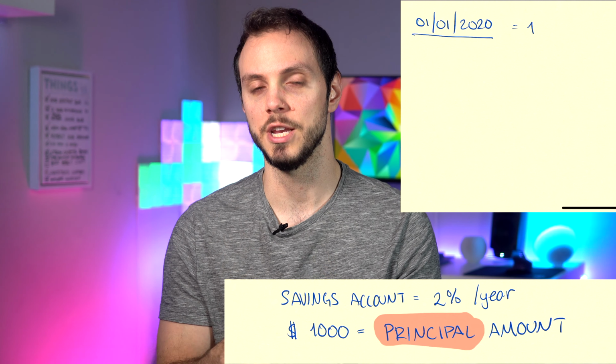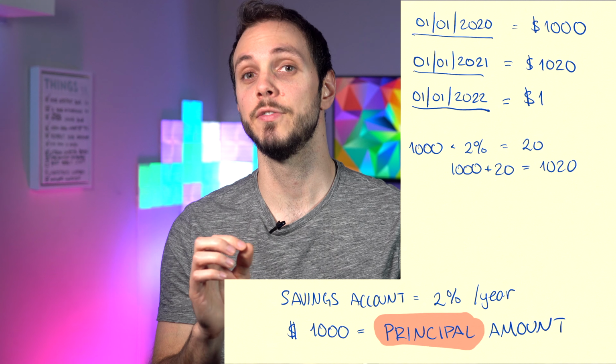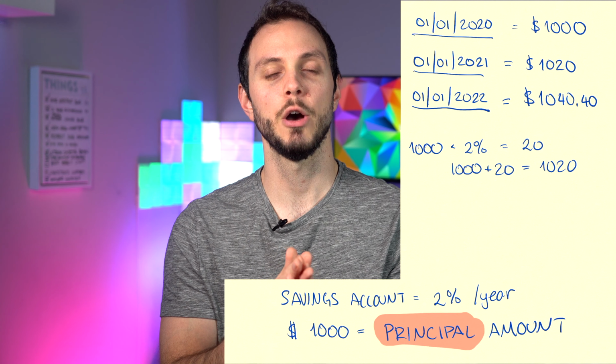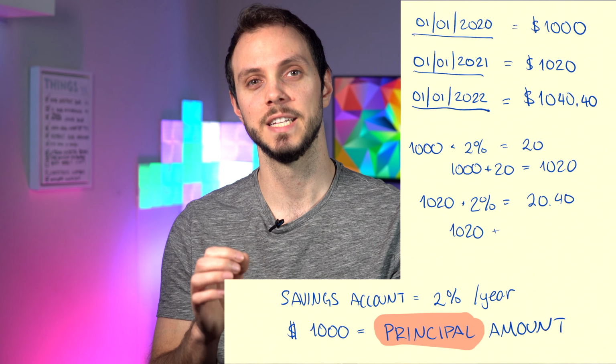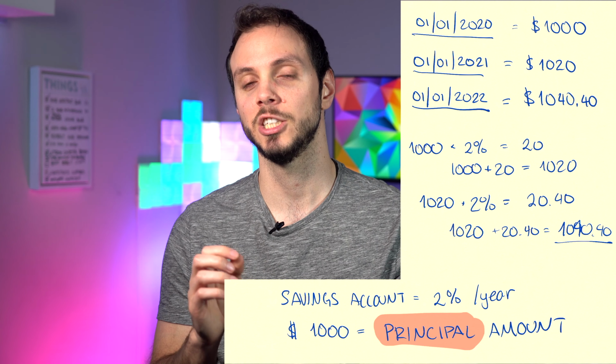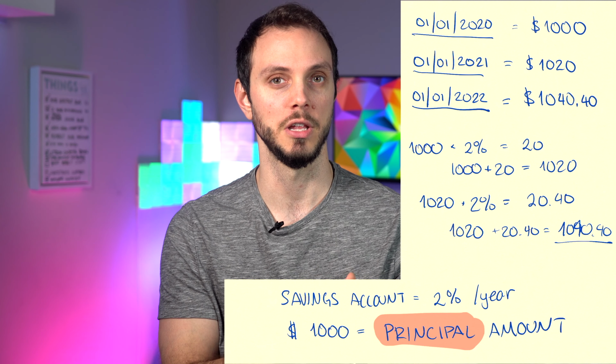So if you deposit that money on January 1st, 2020, by January 1st, 2021, you will have $1,020 because 1,000 times 0.02 is 20, plus the original 1,000 is 1,020. The next year, you'll have $1,040.40. Notice how we didn't just gain $20 like we did the first year. Instead, we gained $20.40 because the interest rate was applied to the total amount of 1,020 and not just the 1,000 that you put in initially.